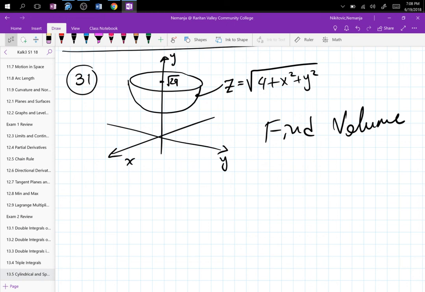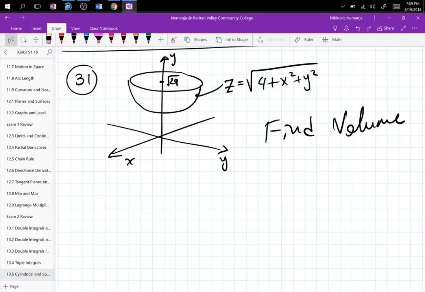With 5, it's only half. Like, is 5 then from 0 to pi over 2? I don't know. Because if 5 were 1, then it would be a full sphere, right? I said it's 0 to 2 pi, and then 0 to pi, and then square root of 4 plus r squared to square root of 29.